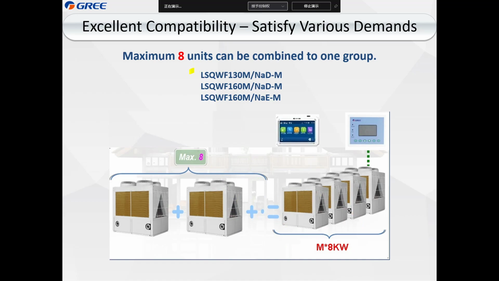This is 3 modules. We can only combine a maximum of 8 units together in one system, because you see there is one feature: all these three modules have four compressors.